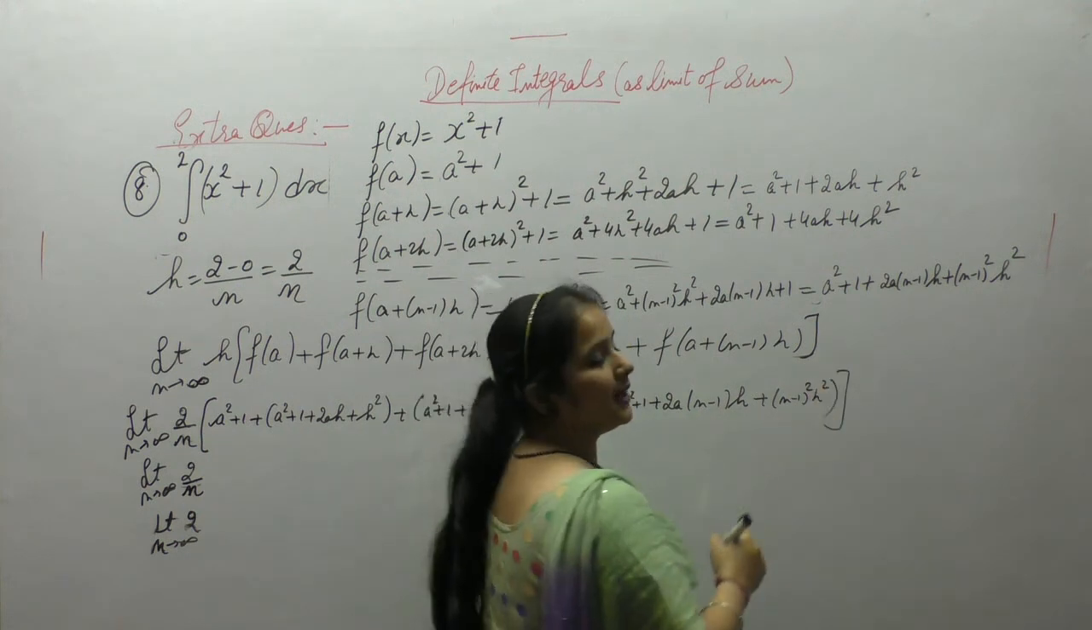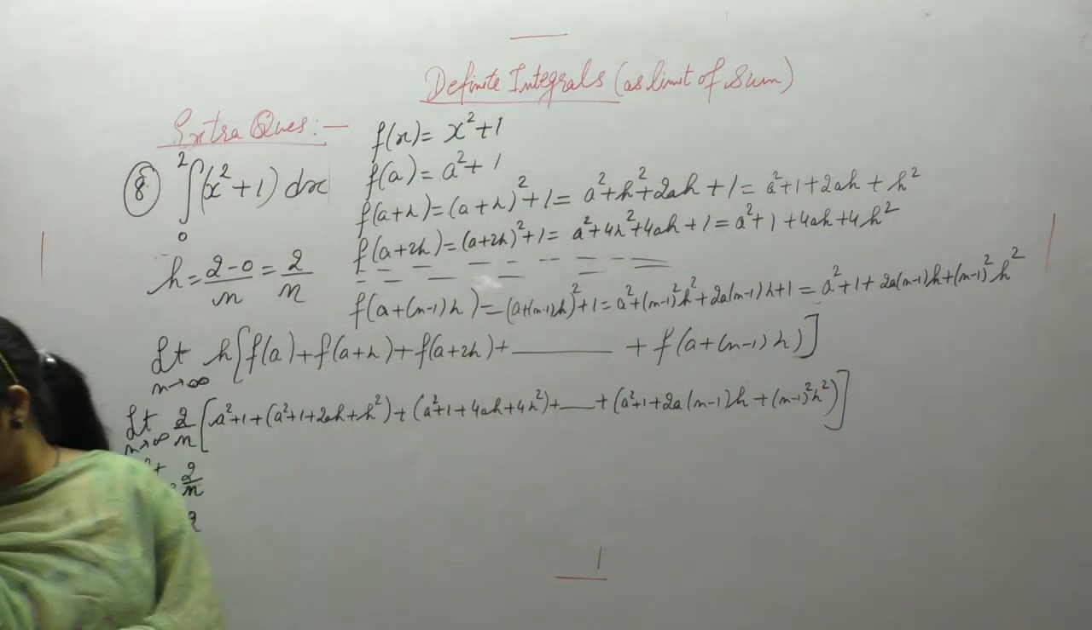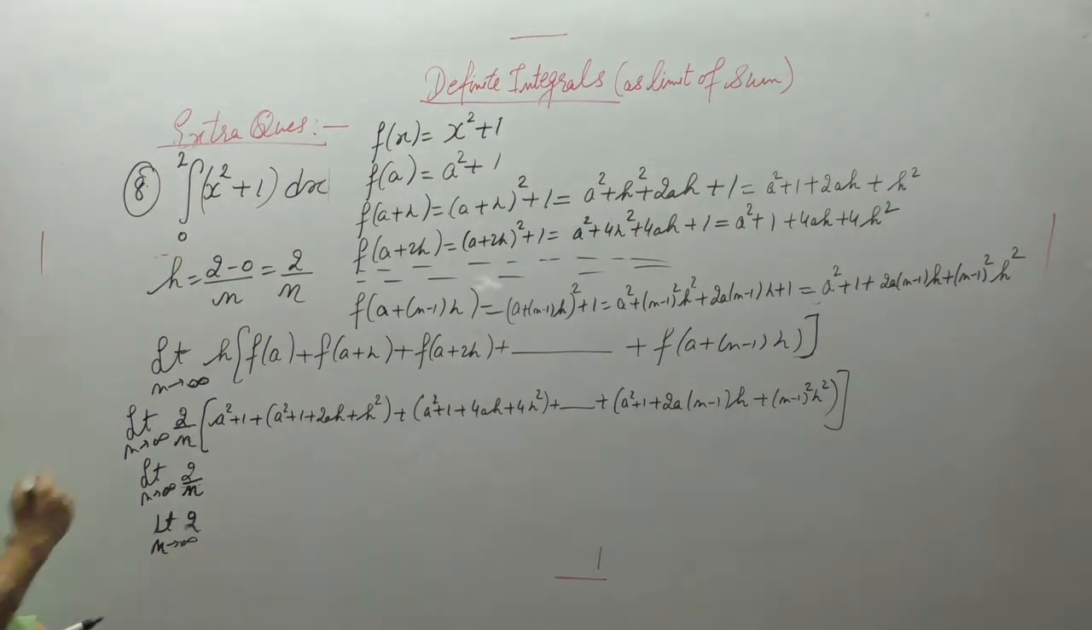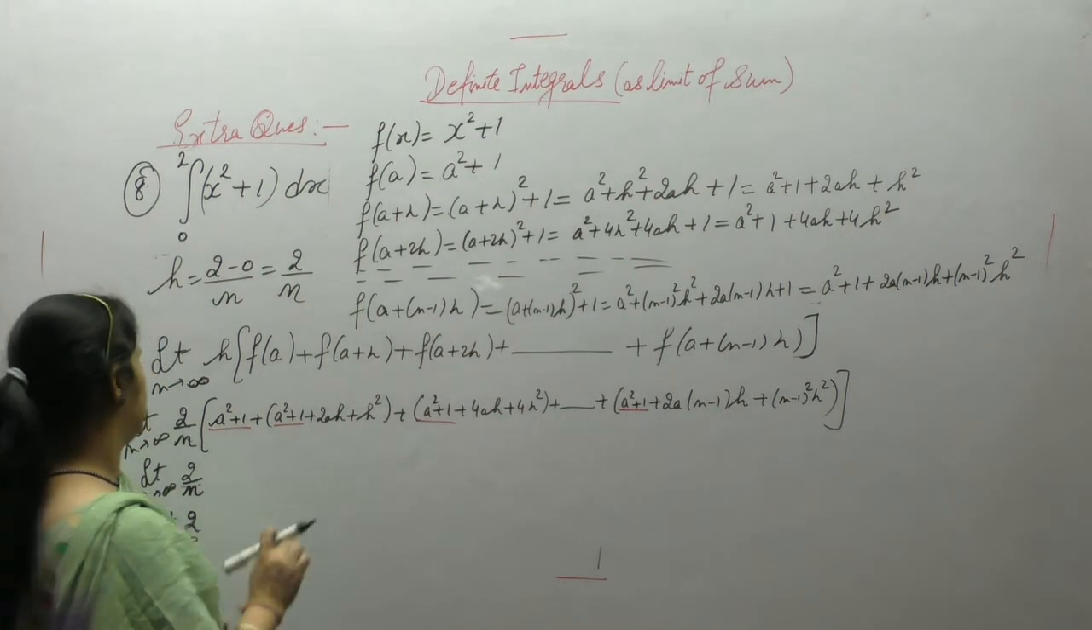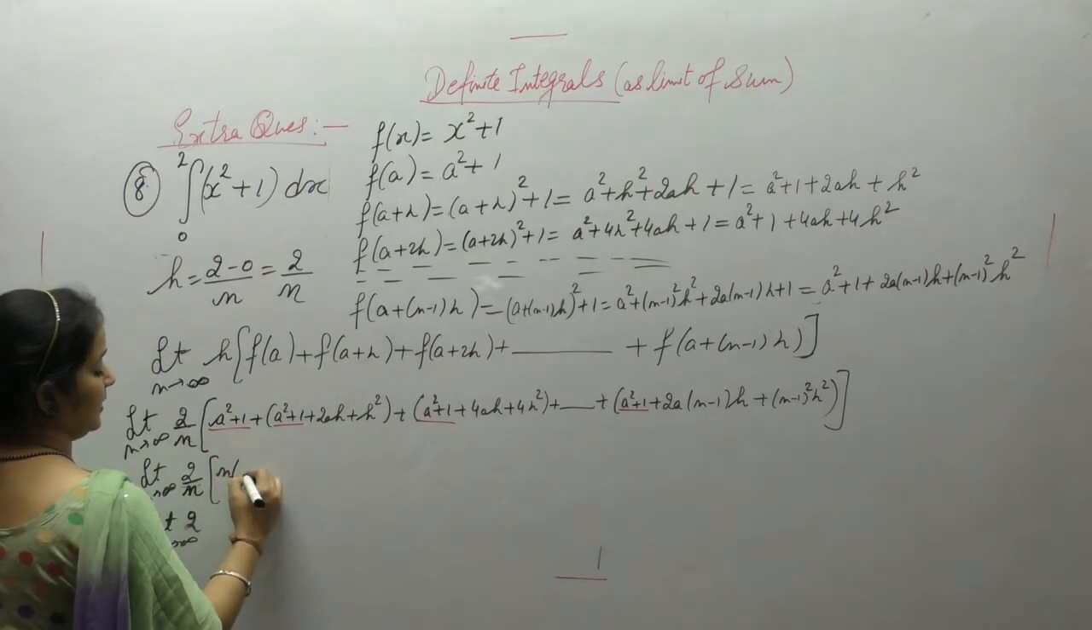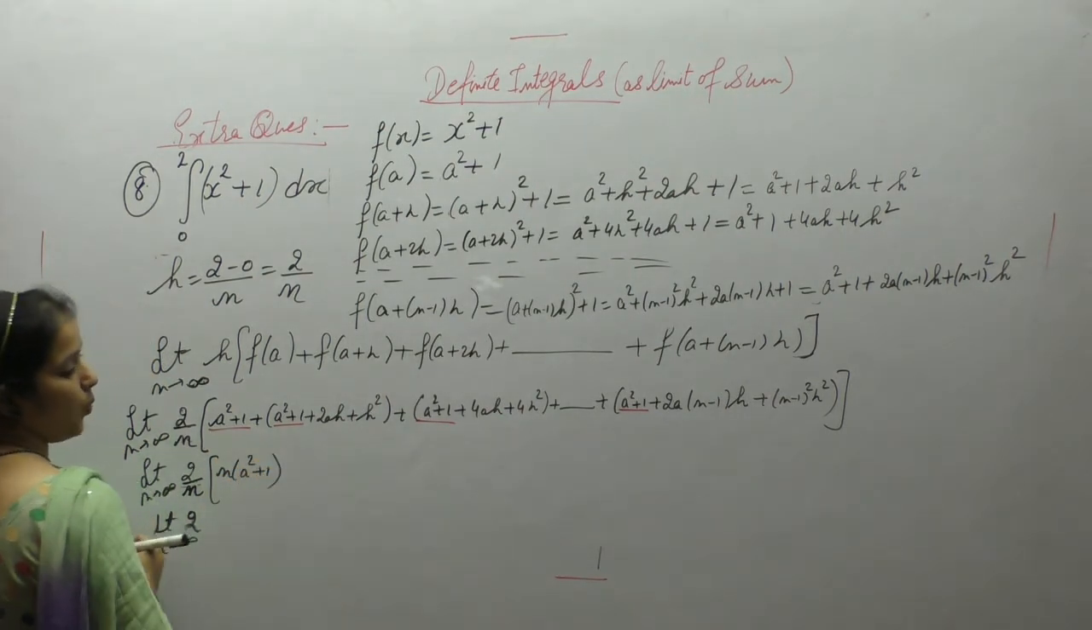1 square and h square. Now the common term in all the terms is a square plus 1, which is common in all. So n times a square plus 1.